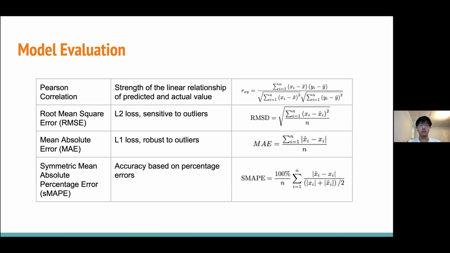And we use 4 model evaluation metrics. The first one is called Pearson correlation. It measures the strength of the linear relationship between the predicted and actual values. The second one is root mean square error. It can be viewed as an L2 loss function. And mean absolute error, it can be viewed as an L1 loss function, and it is robust to outliers. And the last one is symmetric mean absolute percentage error. It measures the accuracy based on percentage errors.